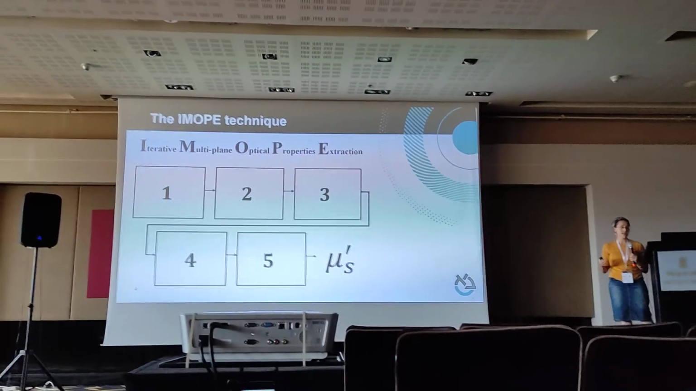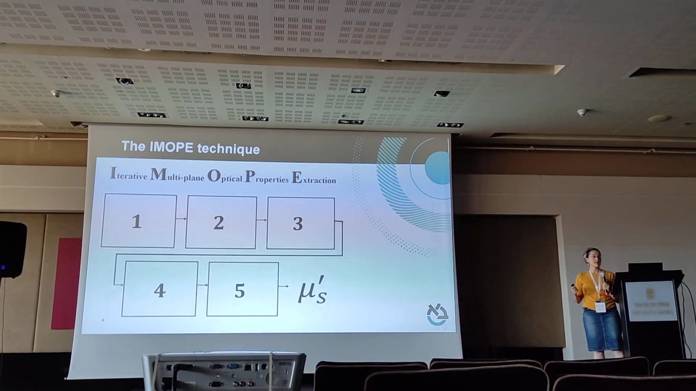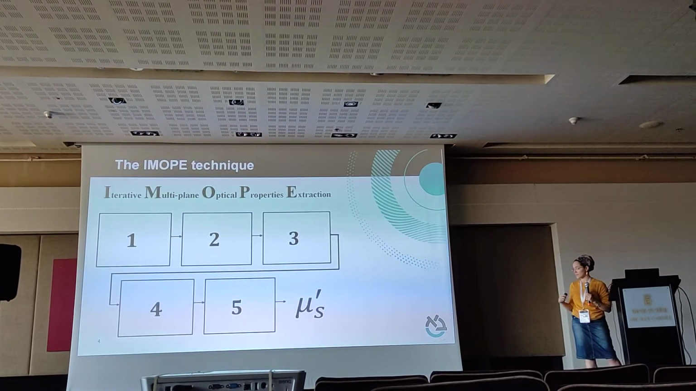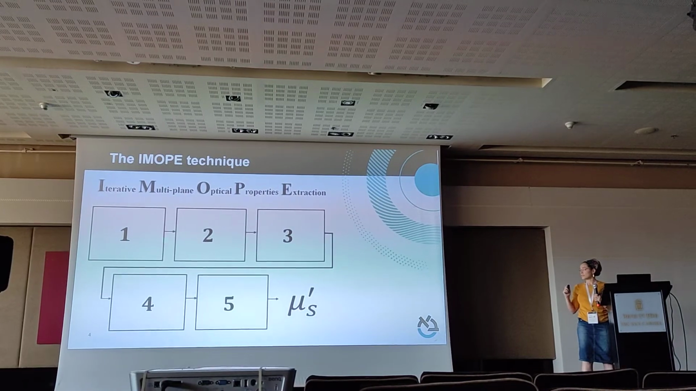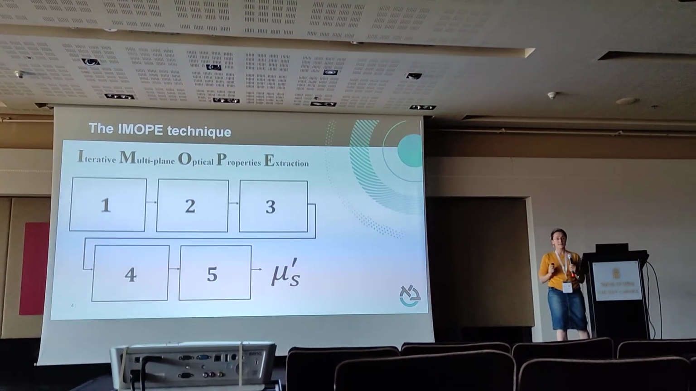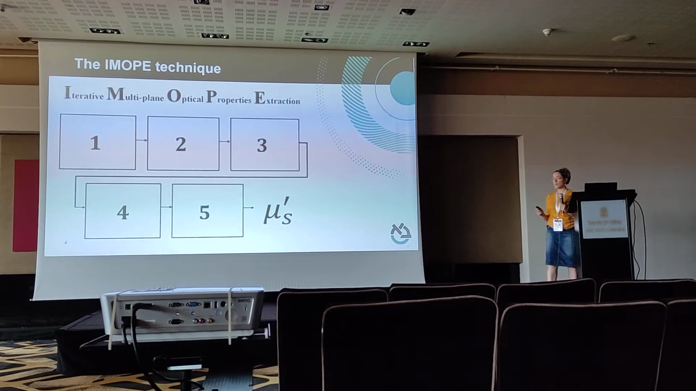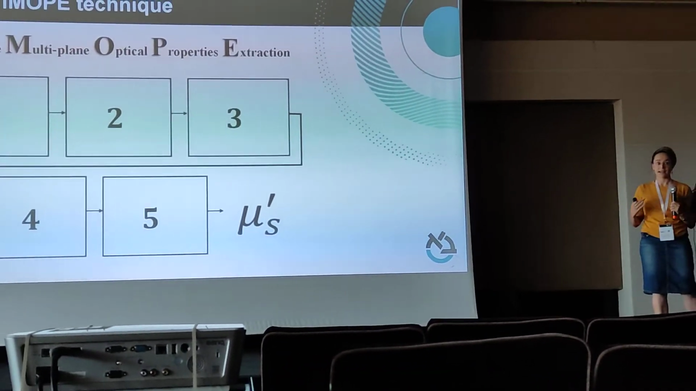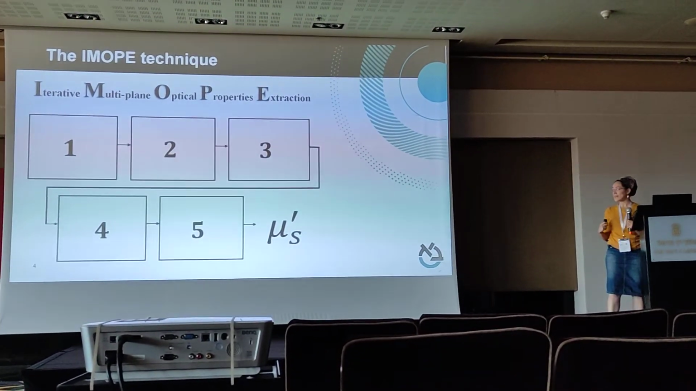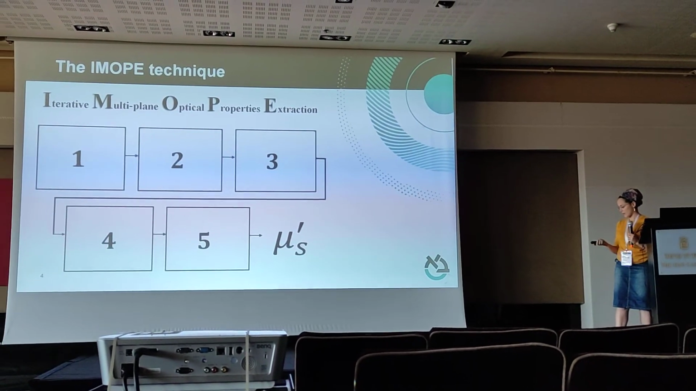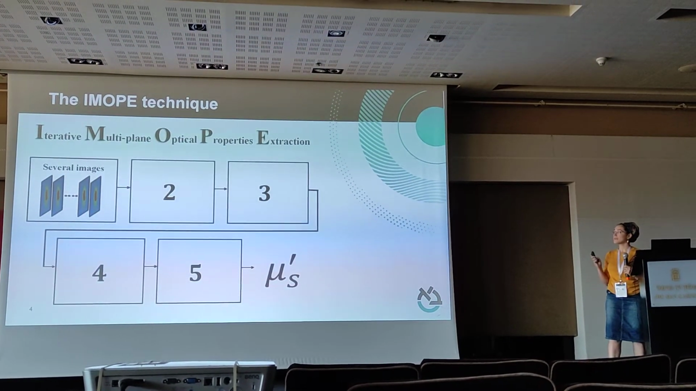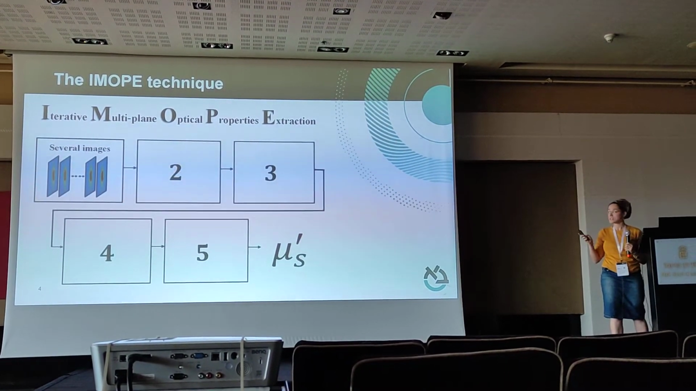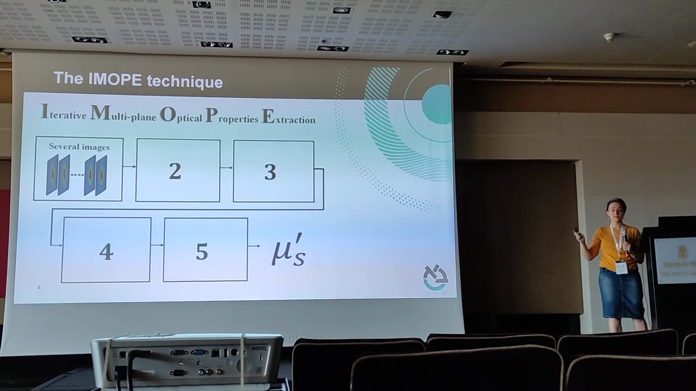We call it the IMO technique, which is short for the Iterative Multiplane Optical Property Extraction technique. It consists of 5 stages and leads to extraction of the optical property of the reduced scattering coefficient. We analyze the phase, which is sort of lost due to the scattering, and from the phase analysis, we can extract these optical properties. So we start by illuminating a sample by a coherent laser, and we take several intensity images with a known distance between them.